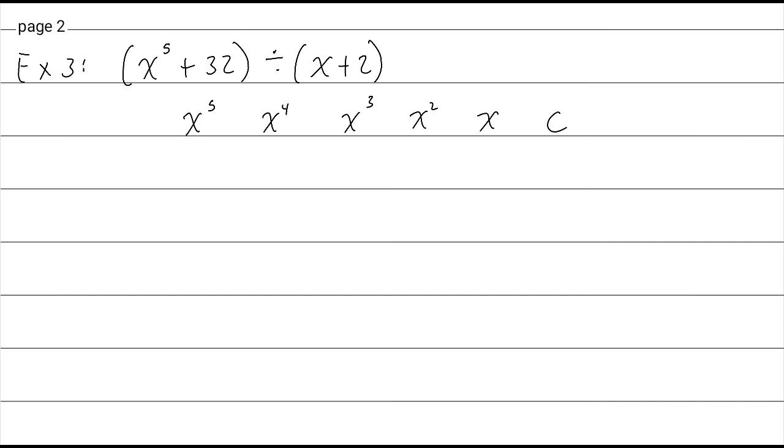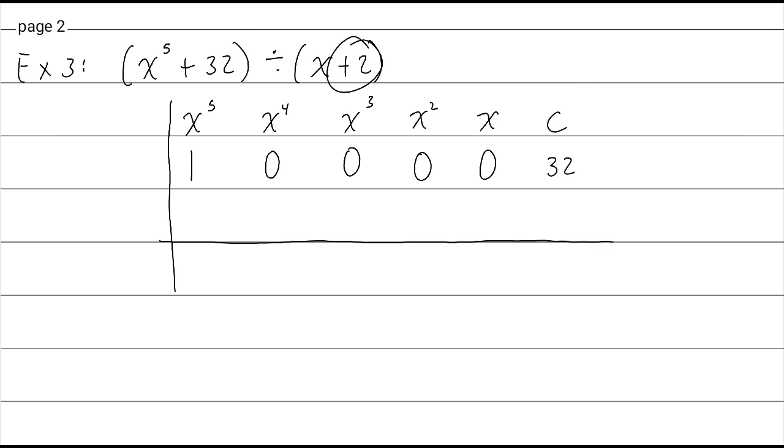Okay, so what's in front of x to the 5th? Understood 1. I don't have an x to the 4th. I don't have an x to the 3rd. Don't have an x squared. Don't have an x, right? So all those are zeros. My constant is a positive 32. Skip one line, and then off to the side here, I'm going to put opposite of plus 2 is a minus 2.